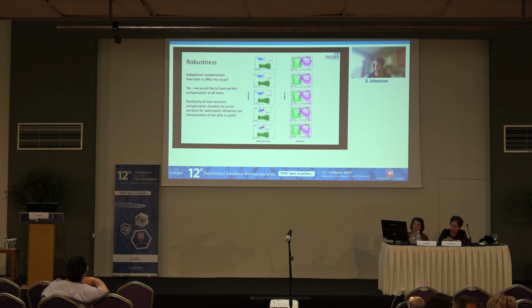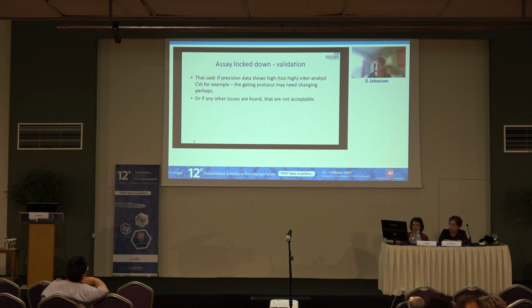Here is another example from the B-ALL assay, CD38 versus CD10. It's the same principle. How much do my cell populations move? How much does the MFI change if the compensation is incorrect? It's just for that awareness.